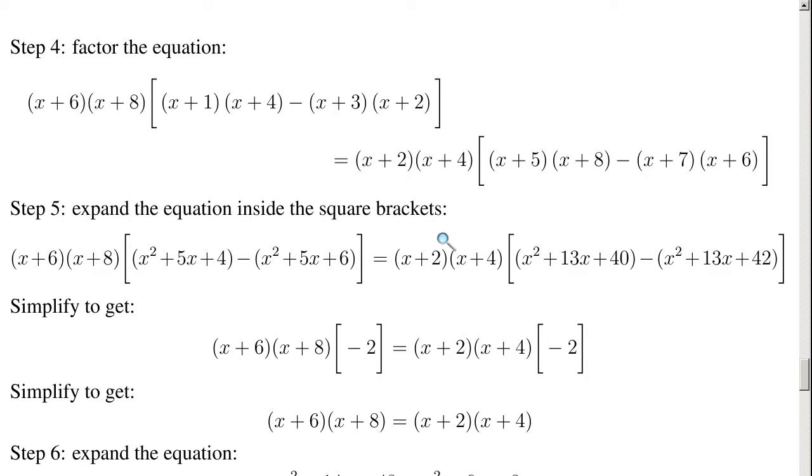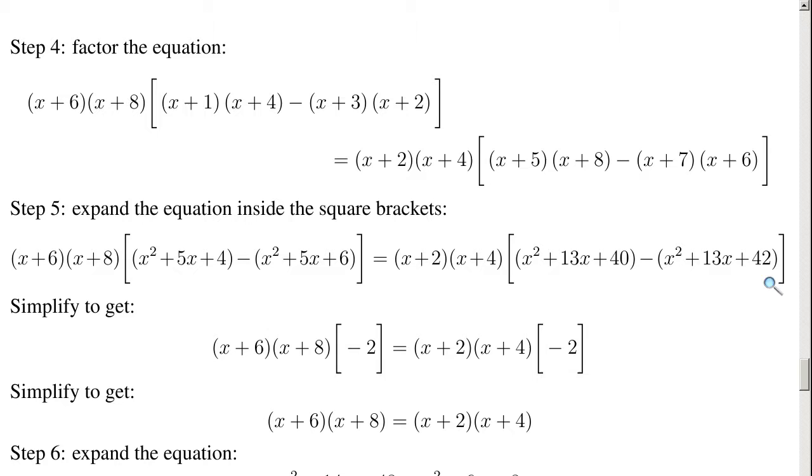Alright, so enough about that. Let's go on to our next step. Expand the equation inside the square brackets. We have 4 separate quadratic expansions to take care of. The first one, x plus 1 times x plus 4, gives us x squared plus 5x plus 4. The next one, multiply these two elements together to get x squared plus 5x plus 6. Multiply these two together on this side of the equation to get x squared plus 13x plus 40. Multiply these two to get x squared plus 13x plus 42.